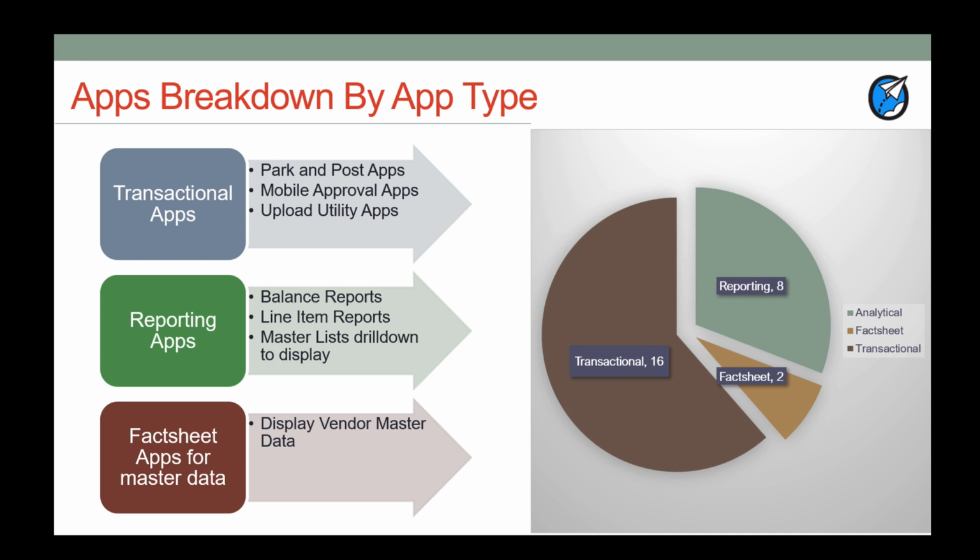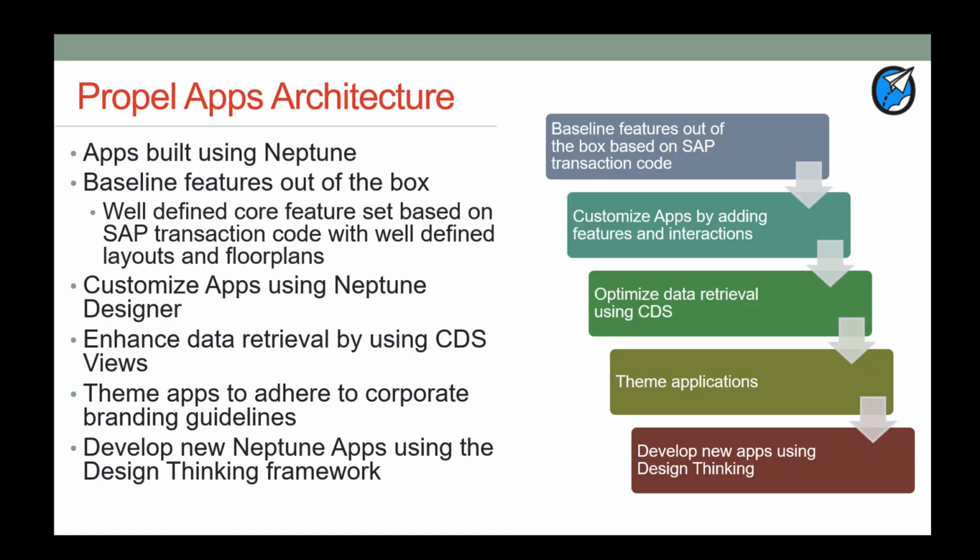Let's take a look at the app architecture. Every app is built with a set of baseline features. Features for each app replicate the functionality of the SAP transaction code that the app is based upon. We provide app customization services to enhance each app with additional features, new interactions, or additional data to be displayed. These services are not part of the base price.